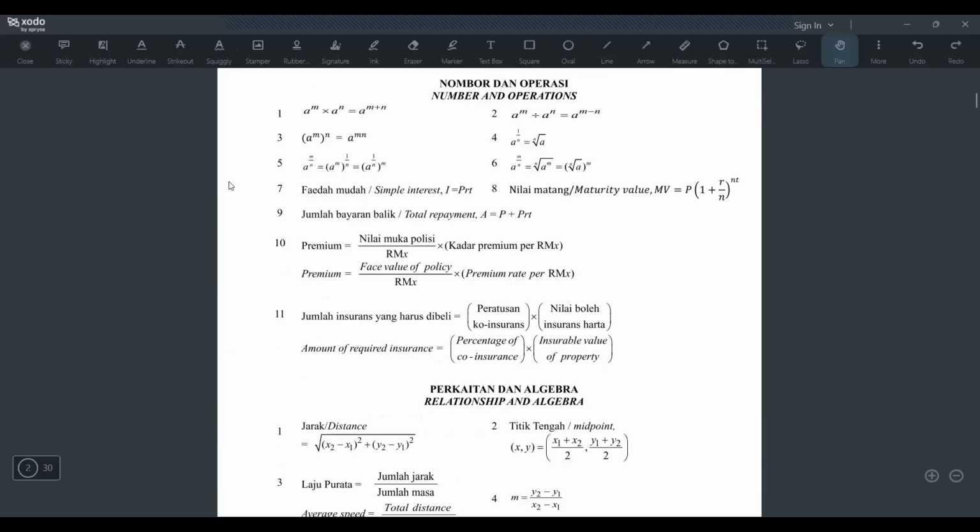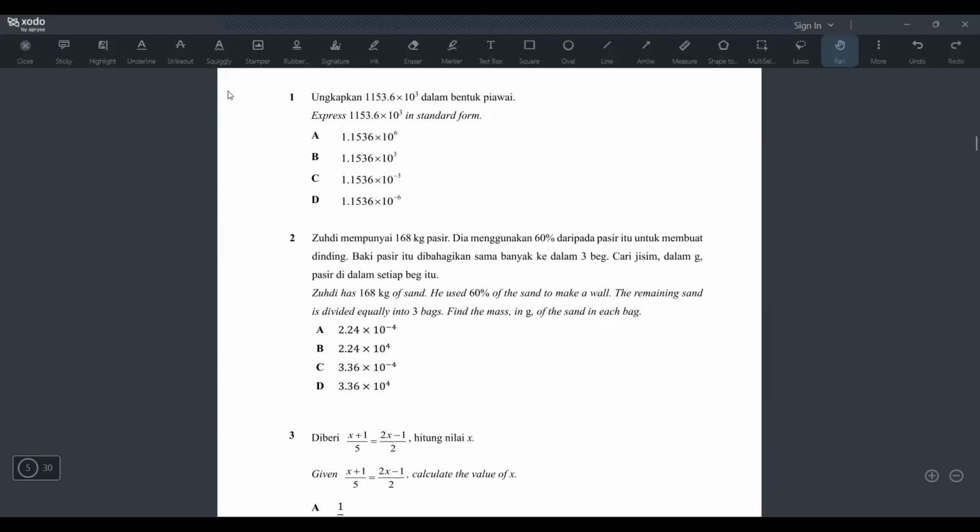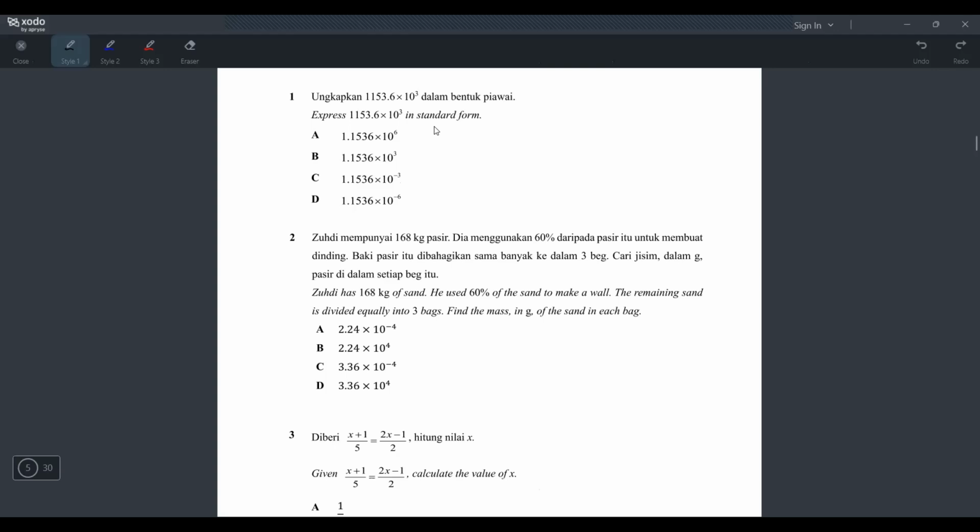So now we scroll. Okay, number one, let's start. Express 1153.6 times 10 power 3 in standard form. You need to know what standard form is. If you don't know what standard form is, you cannot do this question. So what is standard form?